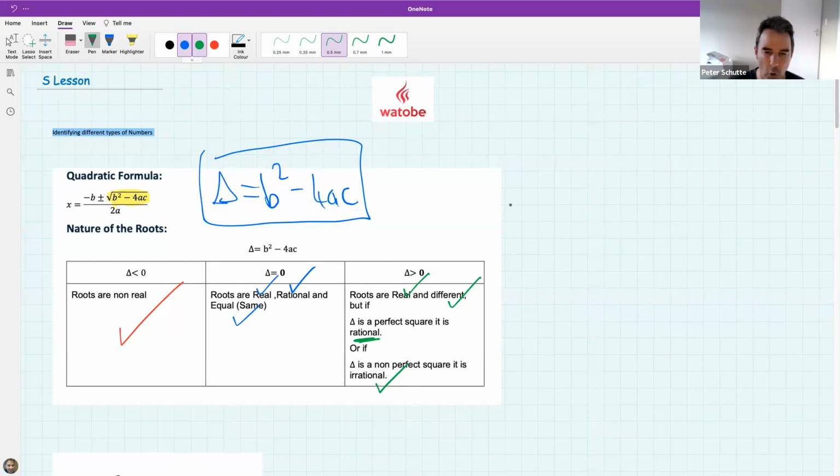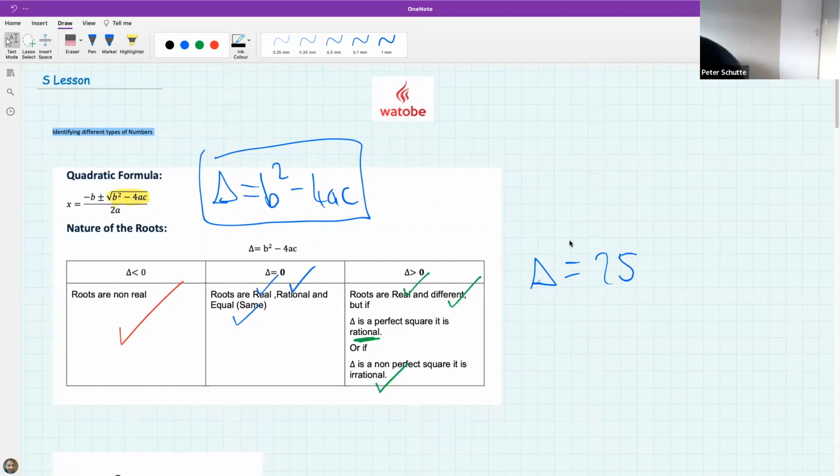So let's just do a little warm-up. If delta was 25, tell me about the roots of an equation. So assuming I've got this equation, I've worked out delta, I want to know in the chat, how would you classify the roots of that equation?